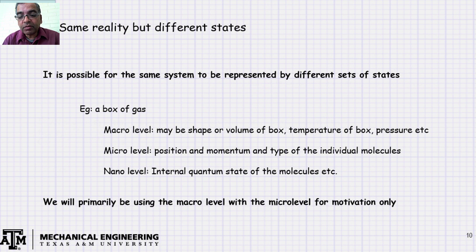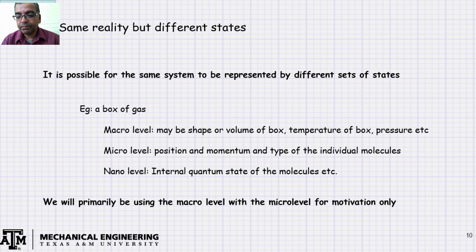By the way, it is possible for the same system to be represented by different sets of states depending upon your interest. So if you think about a box of gas, I can say, look, the state of the gas is defined by volume of the box, temperature of the box, pressure. That's classical thermodynamics, right? Or you could say position and momentum of each molecule in the box. That's the micro level. Or you can go and say not only position and momentum, types of individual molecules, but also the internal quantum state of the molecules.